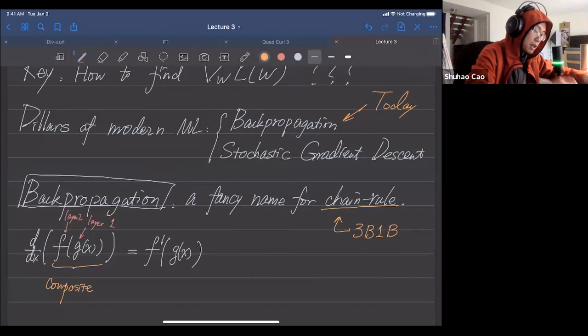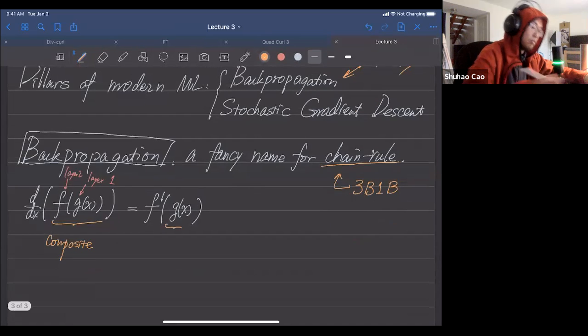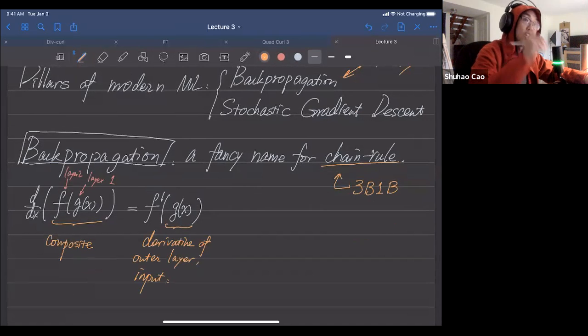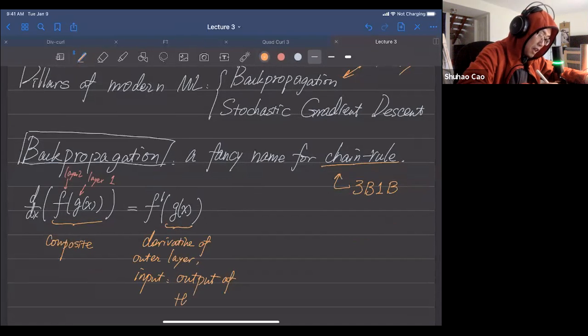Let me add a remark here. This is a derivative of the outer layer, but the input is actually the output of the inner layer.